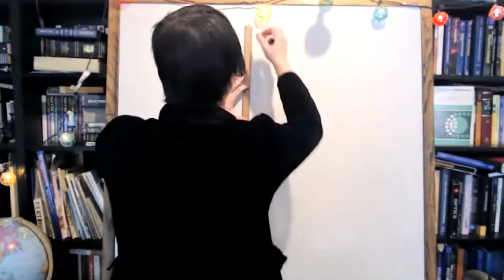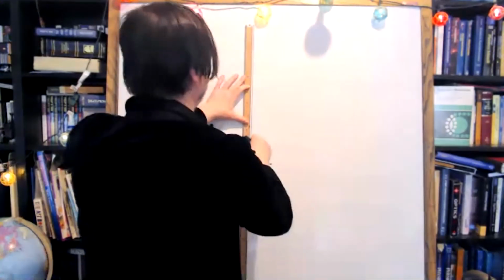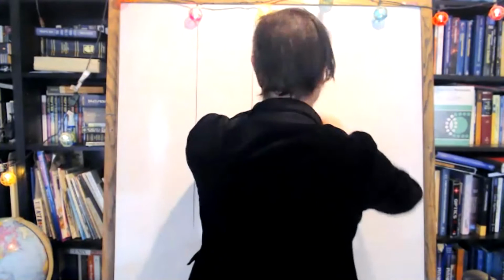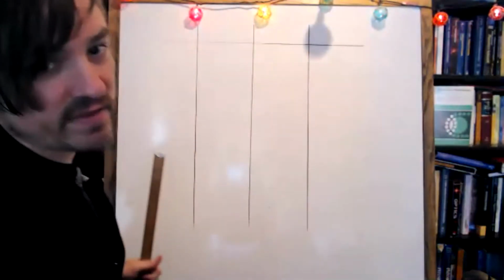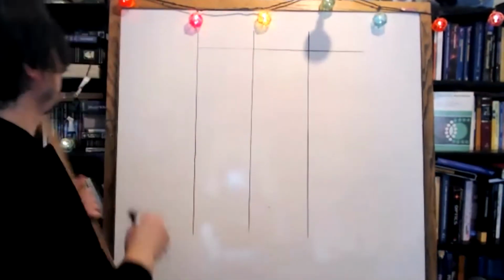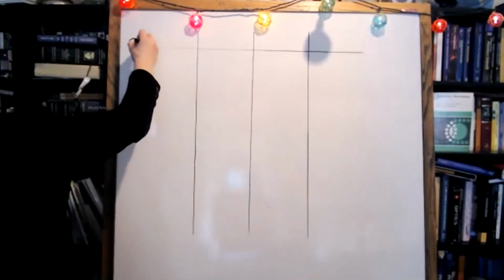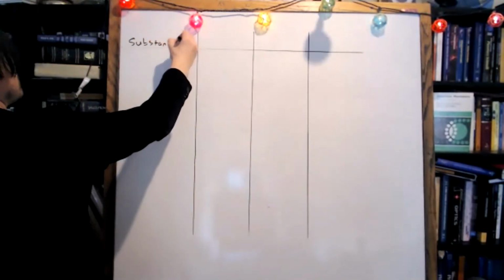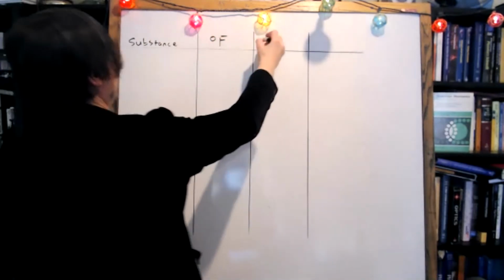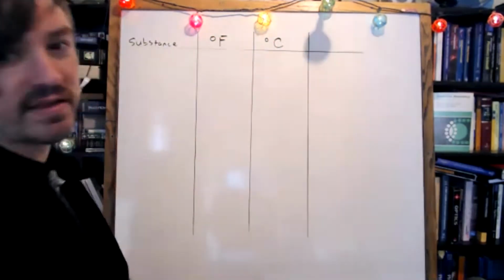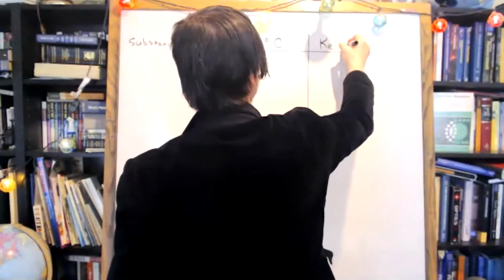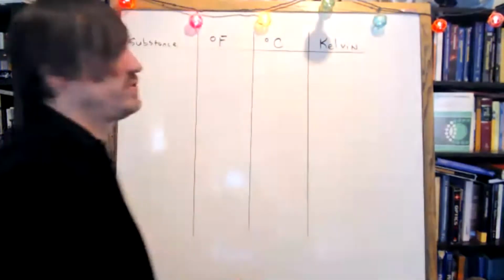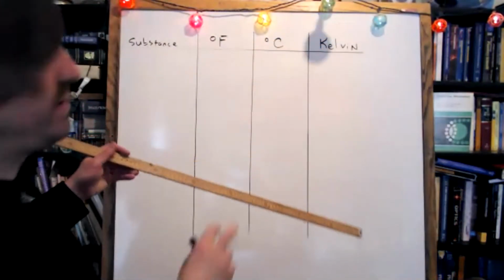All right, make 1, 2, 3, 4 columns. I like making tables of things. Okay, how's my focus? Does it look okay? All right, so this will be the substance. We'll do degrees Fahrenheit, degrees Celsius, and of course, one of the purposes of this lesson is to introduce a new temperature scale. The official metric units of temperature that we use in science are the Kelvin.